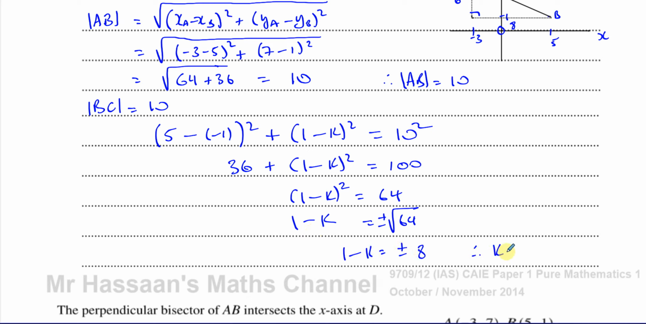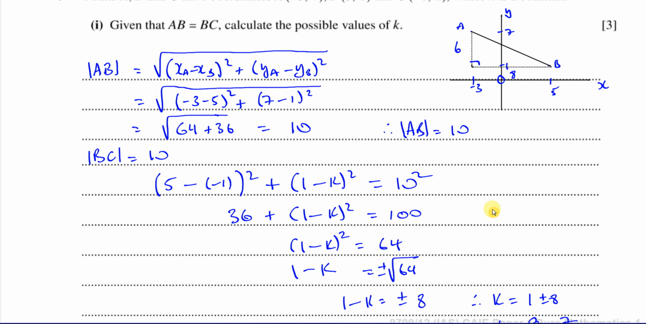So therefore we can say k is equal to, we can say minus 1, or we can make k positive, so you'll have 1 plus or minus 8. When you bring this to this side, it's going to be 1 plus or minus 8. So k is going to either be 9 or k is going to be negative 7. Those are the two possible values of k, which we can find from this. So there we have the answer to question number 6 part 1.